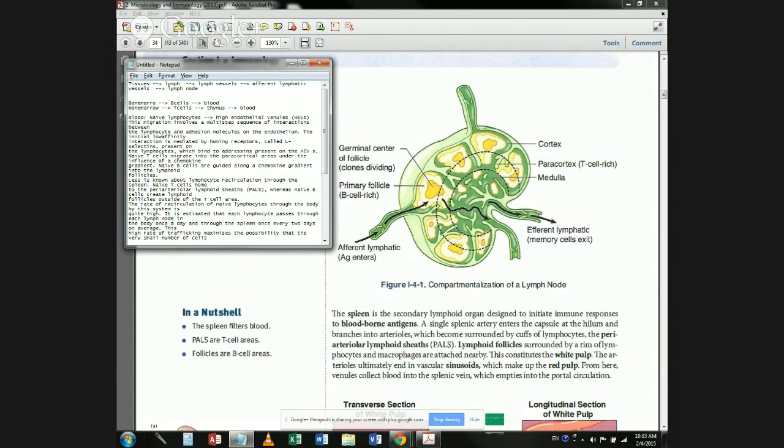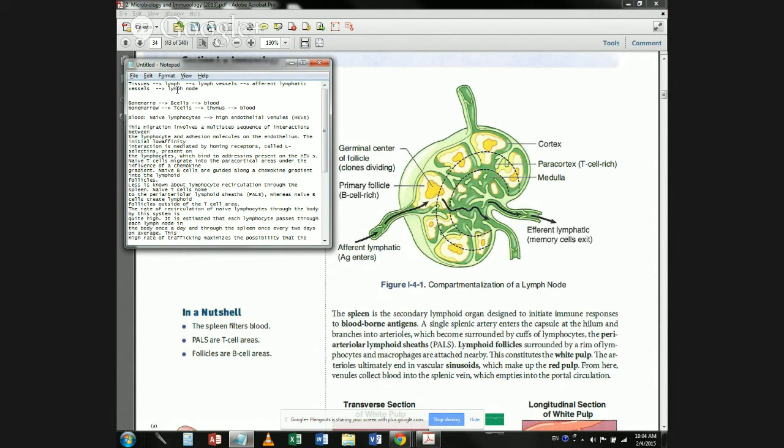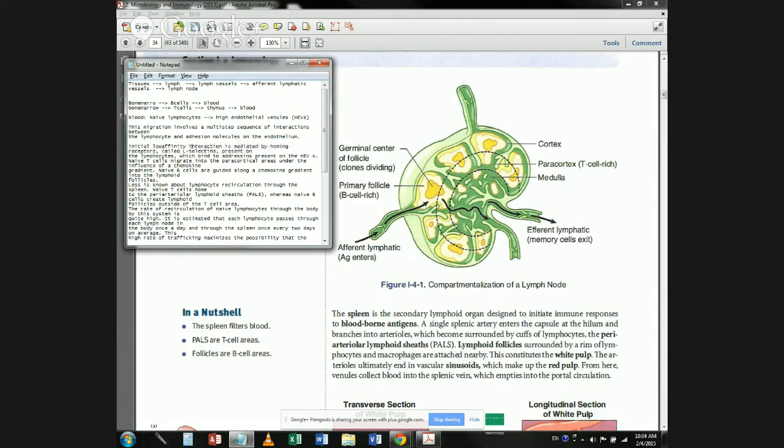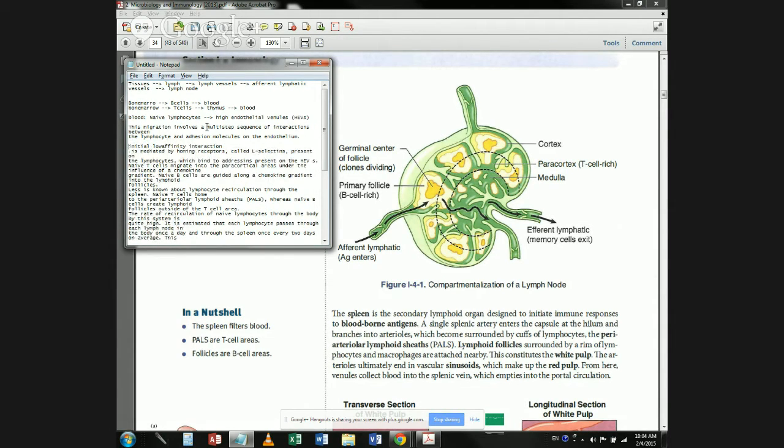So this migration from blood through high endothelial venules involves a multi-step sequence of interaction between the lymphocyte and adhesion molecules on the endothelium. So we have to know what is special about this lymphocyte and what is special about these endothelial venules. Multi-step sequence, that's what we need to know. Between lymphocytes and adhesion molecules on the endothelium, the first thing you have is an initial low affinity interaction, right? What is that exactly?